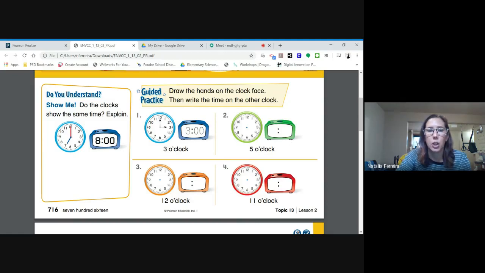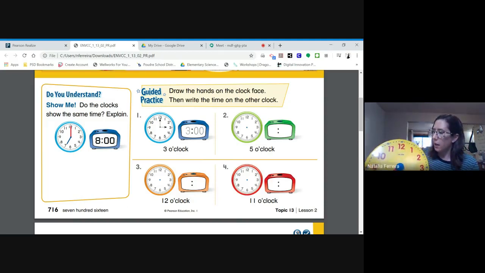Number 3, 12 o'clock. Now that one's tricky. I'm going to get my clock. 12 o'clock. I'm going to make mine look like 12 o'clock. Now this is 11 o'clock. It's not 12 o'clock yet. This is 11 o'clock. I need to go all the way around. Can you guess what it's going to look like?